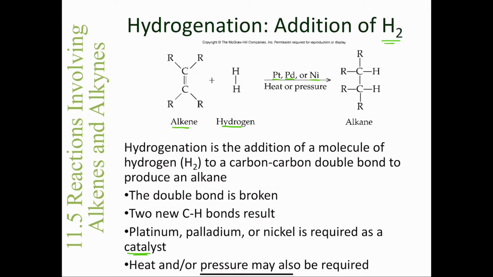But not only do you have to have a catalyst, palladium, platinum, or nickel, you also have to apply heat or pressure, either one, to the alkene and to the hydrogen in order to get the hydrogen to add to the alkene. So what happens during the process? The double bond or the pi bond is broken and we end up getting two new carbon-hydrogen bonds.